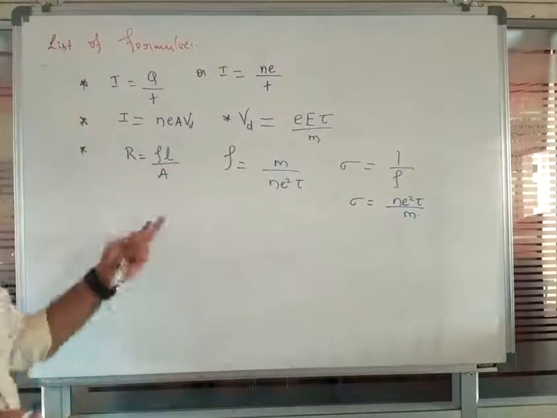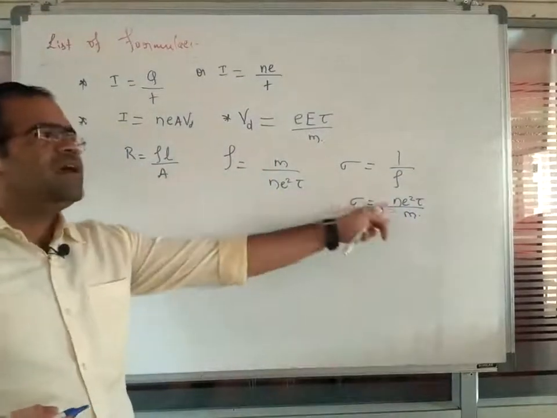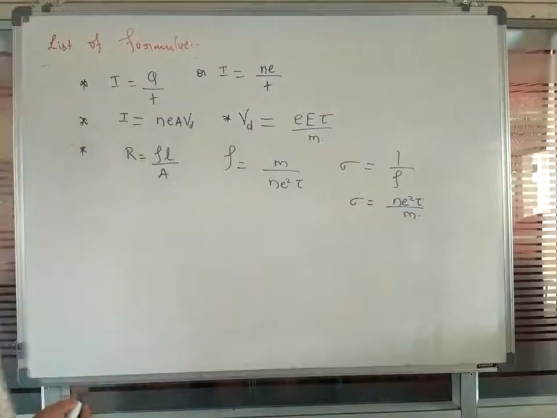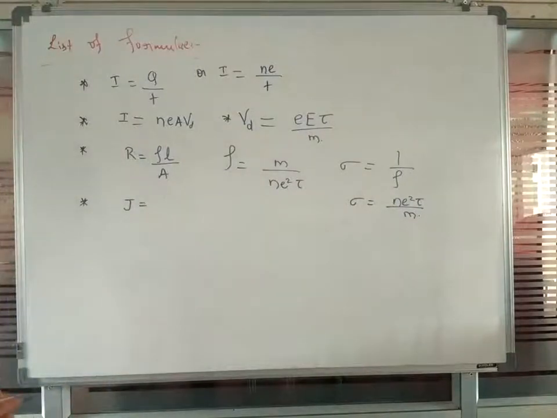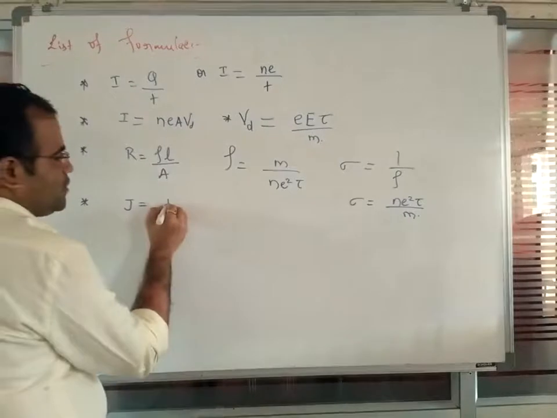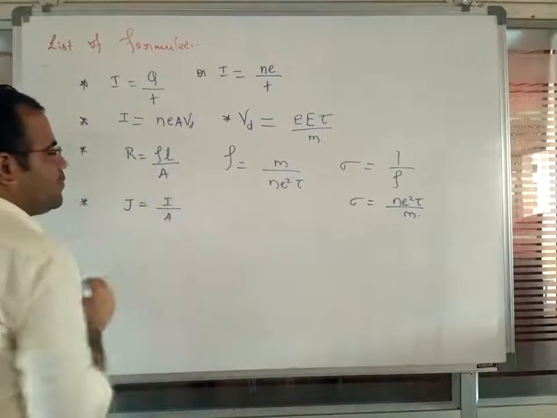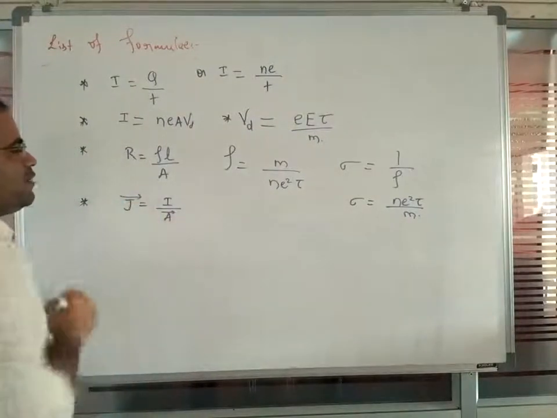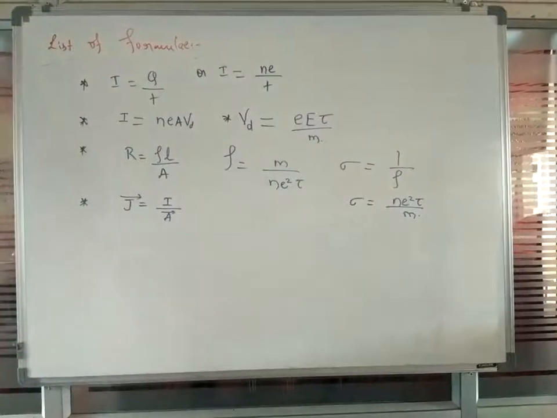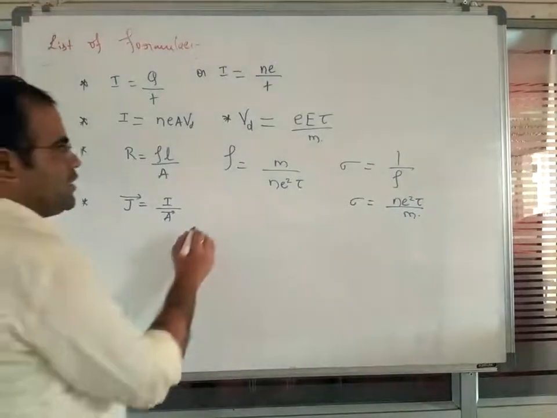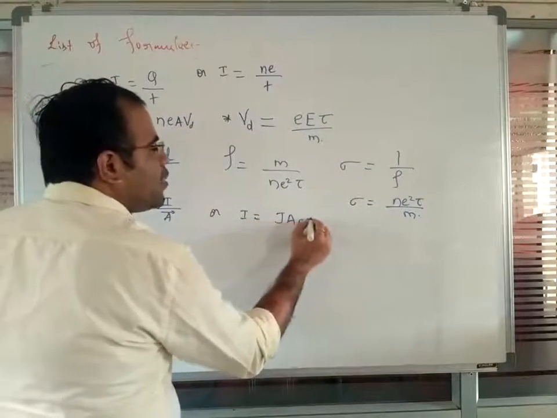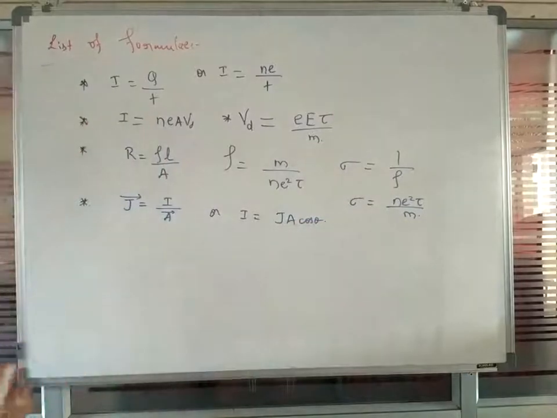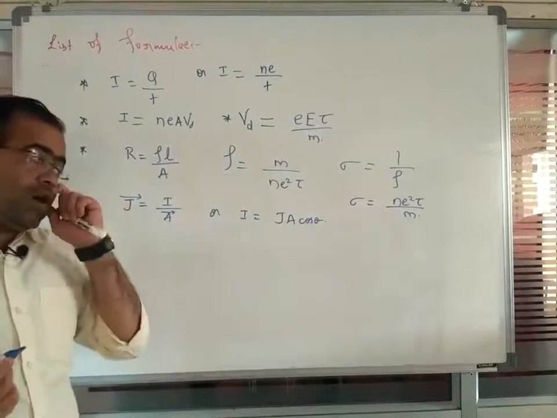So again, another format of resistance as well as resistivity. After getting this term, we are observing the current density. The current density equation is given by I divided by capital A. Here these two are in vector form, and I, the electric current, is a scalar quantity. So that's the reason we can write I is equal to JA cos theta.